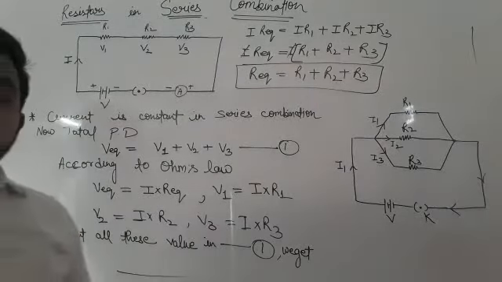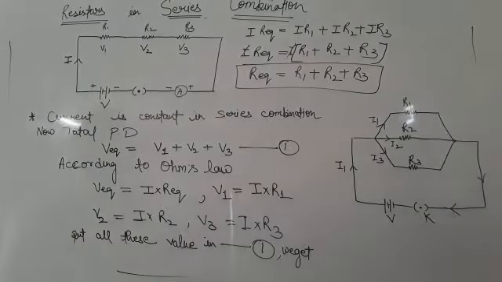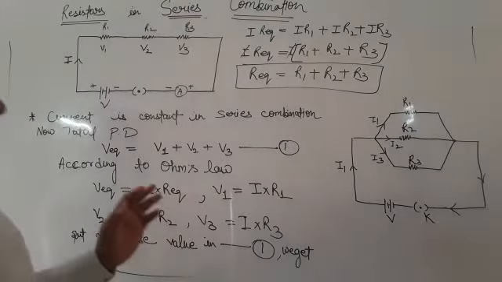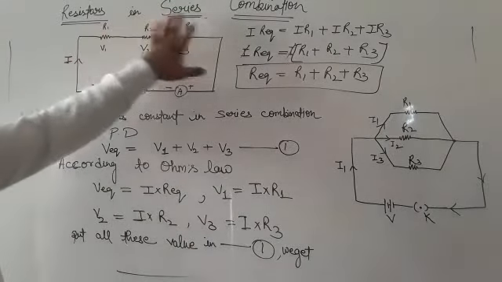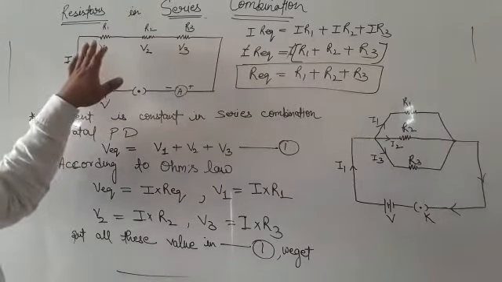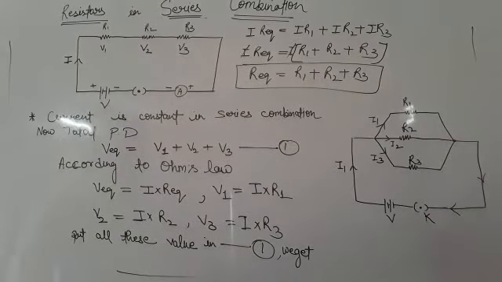Students, today I am going to explain to you about series and parallel combination of resistors. So one by one I am going to explain. Have a look at the board. Here is the circuit of the series combination of the three resistors R1, R2, and R3.